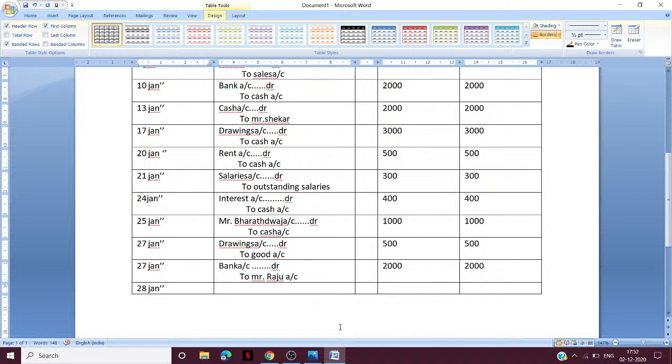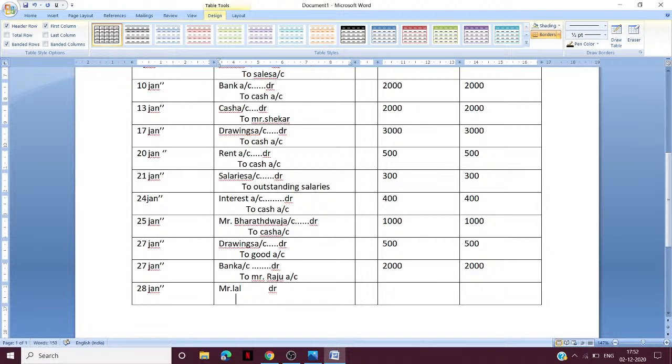See, issuing, who is receiving? Debit the receiver. Mr. Lal is receiving the check. So Lal account debit. Who is giving? Bank is giving the check. So bank account, it is as simple as this. What is the amount? 2000 on both the sides.